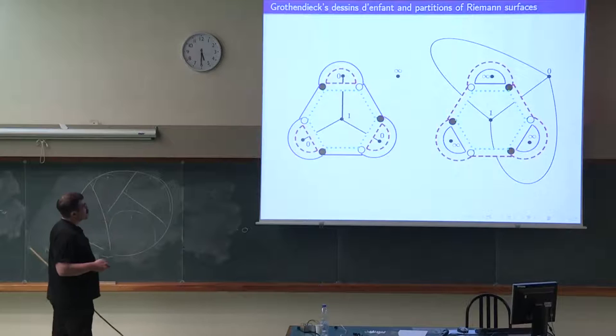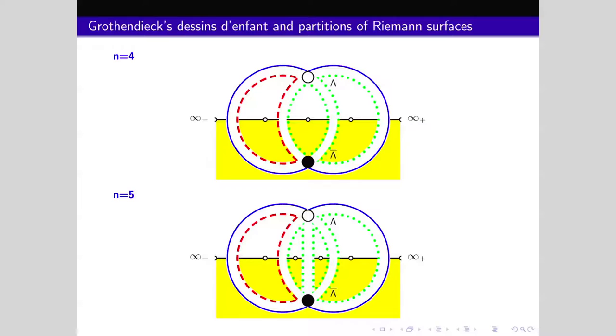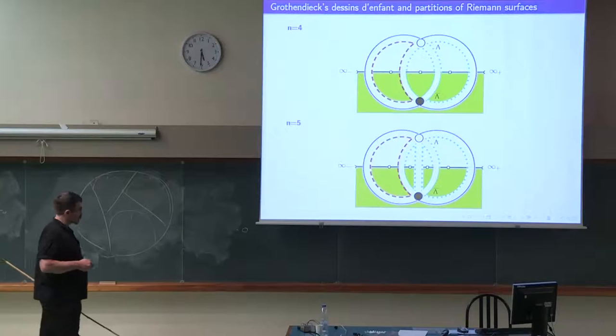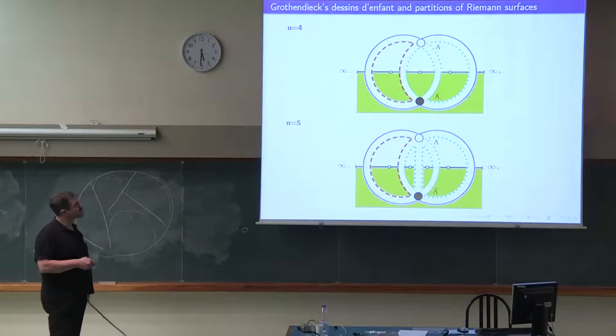So this is when we have exactly 3 ramification points. In principle, it's interesting to consider a situation where we have more than 3, but apparently then we have the same structures. Here I present the case where we have 4 ramification points, so it's half of the points of infinity on two sides, and 5 ramification points here.